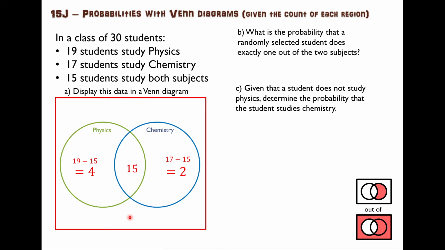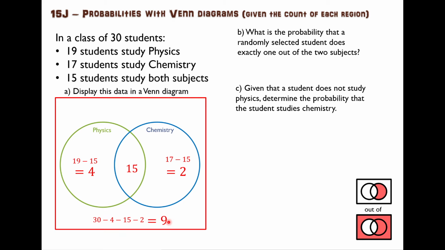Finally, we can start to think of the leftover category. How many don't study physics or chemistry? Well, there are 30 students in the class, minus 4 in this region, minus 15 in this region, minus 2 in this region, which is 9 students.